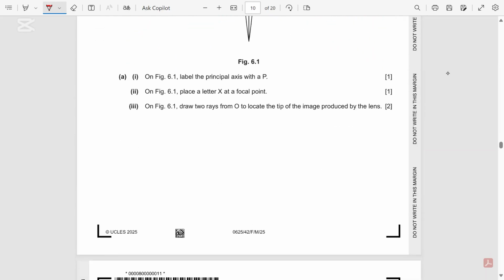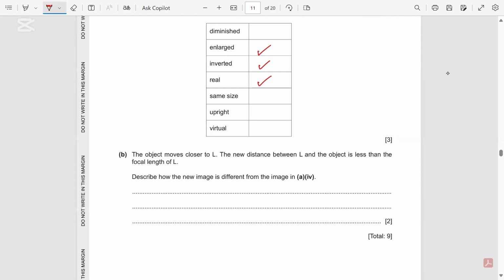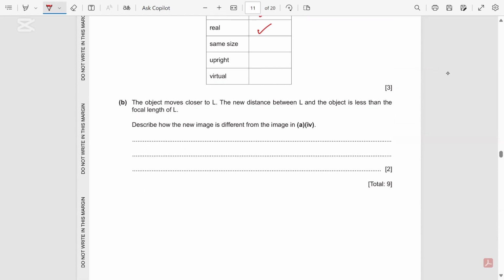Right? Moves closer to L, the new distance between L and the object is less than the focal length of L. Describe how the new image is different from the image in A4. What happens in this case is, let's say, I'm going to draw it here. Let's say this is the converging lens here. Let's say this is F. This point is F here. And let's say this is also F. And the object is somewhere here. You see, this is the optical center.